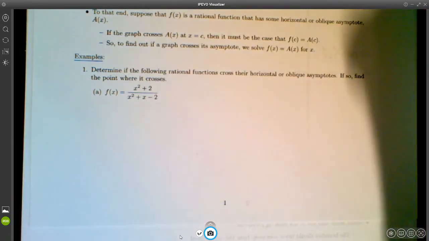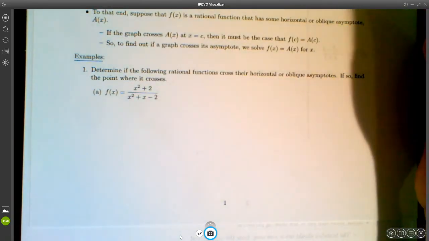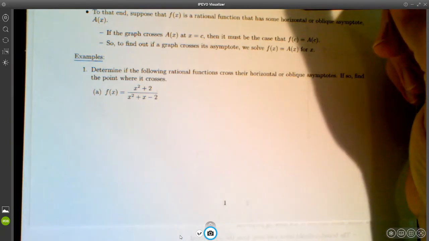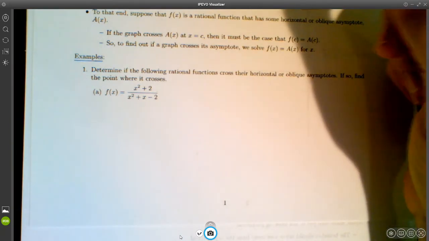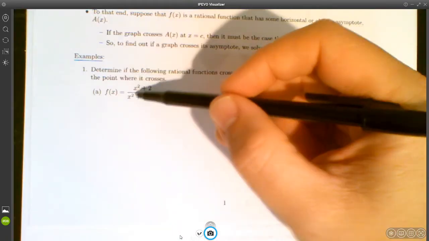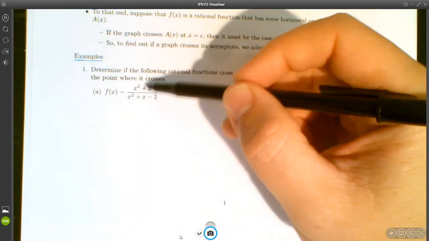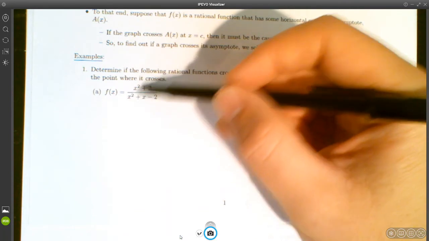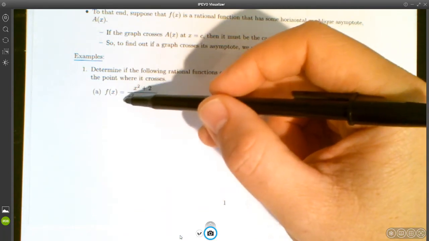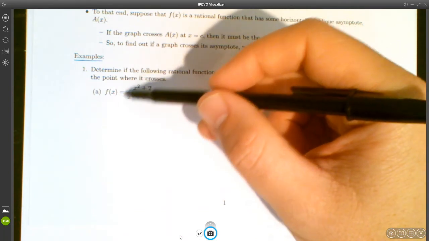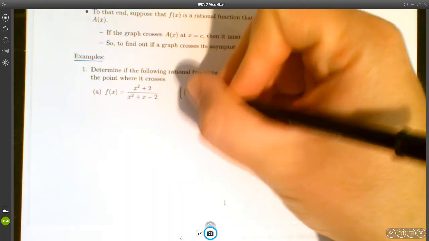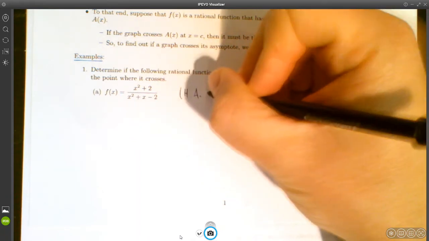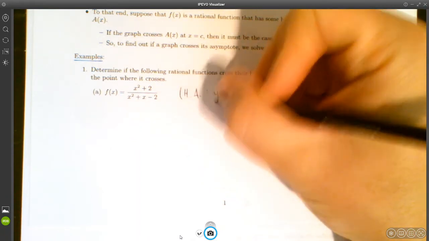So the first thing we would need to do in order to determine that is to determine what the horizontal or oblique asymptote is. In this case, we've got a horizontal asymptote at 1, right? The degrees of the numerator and denominator match, so it has a horizontal asymptote at the ratio of the leading coefficients, which would be 1 over 1 or just 1, right? So its horizontal asymptote, we know just by looking at it, is y equals 1.